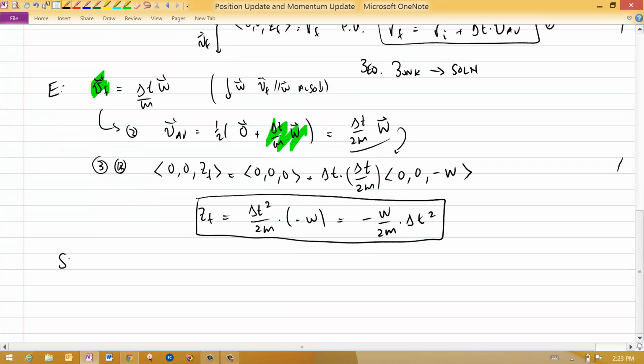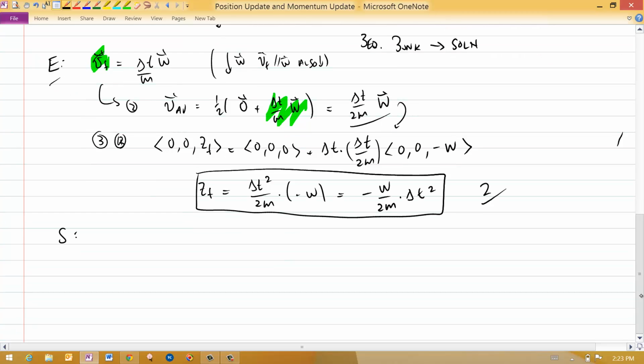So now we have to review this. You get 2 points if you get the right answer here. You get 0 points if you get the wrong answer. That's the standard of execution for the execute part.